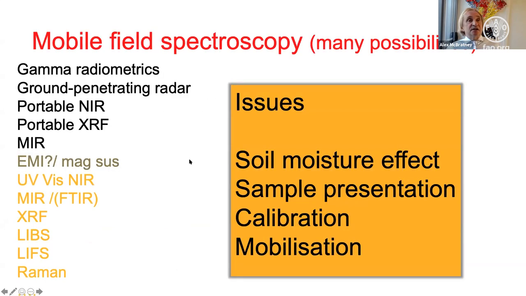The next slide, please. There are so many possibilities with field spectroscopy when we start thinking about it. At the moment, we have things like gamma radiometrics, ground penetrating radar, NIR, XRF, MIR to some degree, which is more sensitive in the field, and things like LIBS and so on. These can all be used in the field, we believe, in the future. The issues we have to deal with here are the soil moisture effect, how to present the sample, the calibration, and so on. Next slide, please.